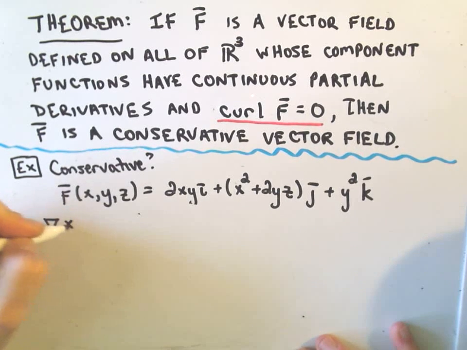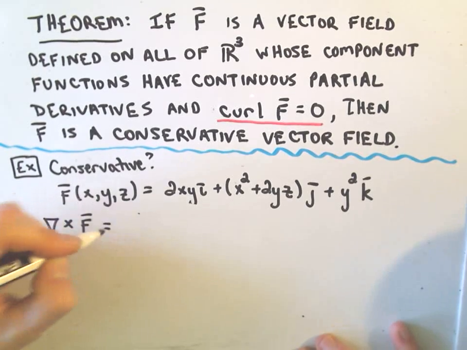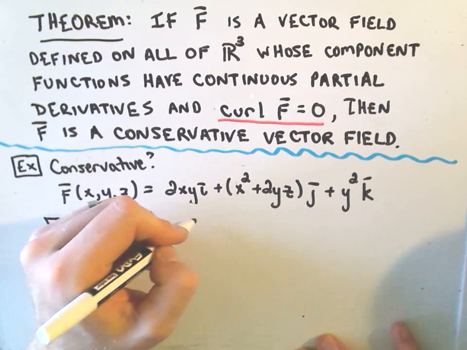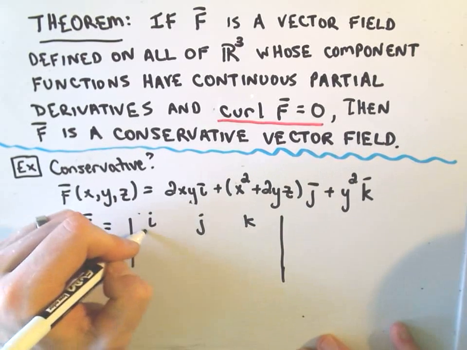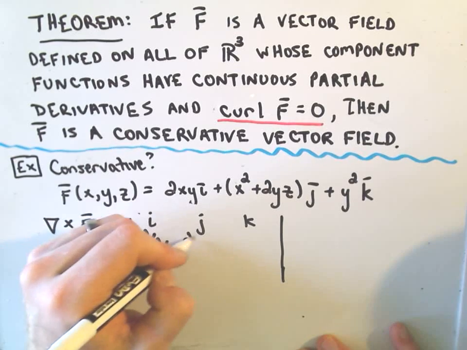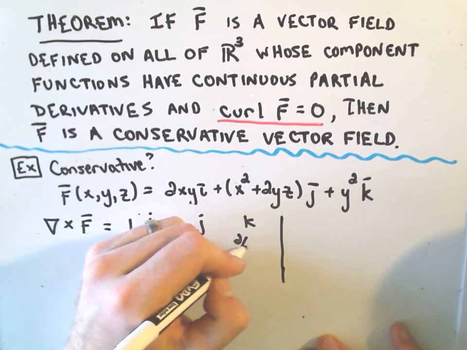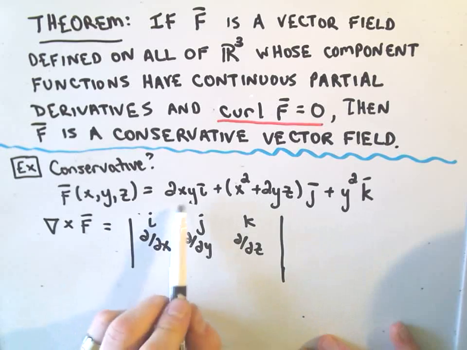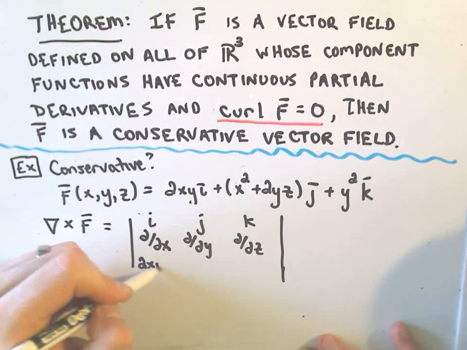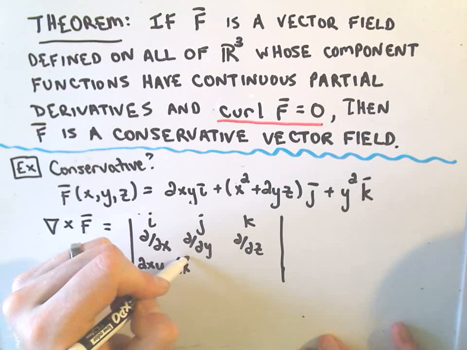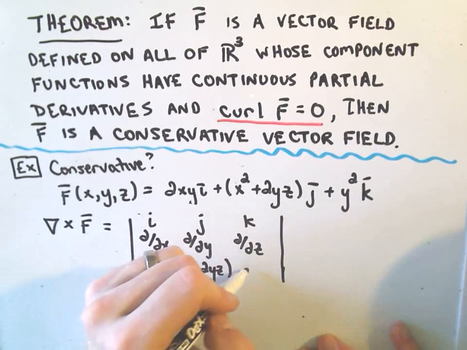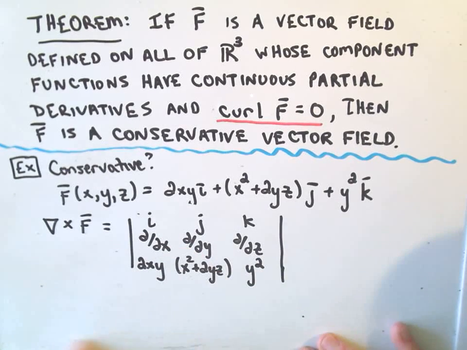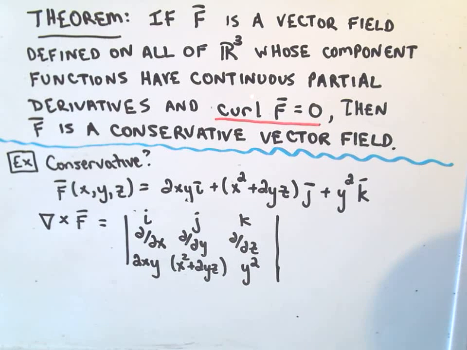So we're going to take del and cross it with our vector field. We've got our components i, j, and k. We take the partial with respect to x, the partial with respect to y, and the partial with respect to z, and the components are 2xy, x squared plus 2yz, and then the component y squared. Slightly laborious computation, but nothing too bad here.